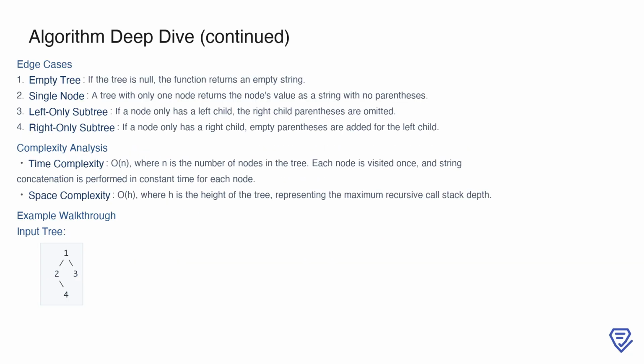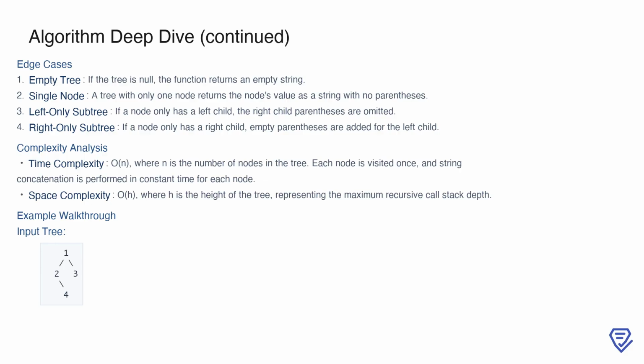Now, let's consider some edge cases to ensure our algorithm handles all scenarios correctly. If the tree is empty, meaning the root is null, the function should return an empty string. For a tree with a single node, the output is simply the node's value, with no parentheses included. For a node that only has a left subtree, we omit the right child's parentheses entirely. Conversely, if a node has only a right subtree, we include empty parentheses to explicitly indicate the absence of a left child.